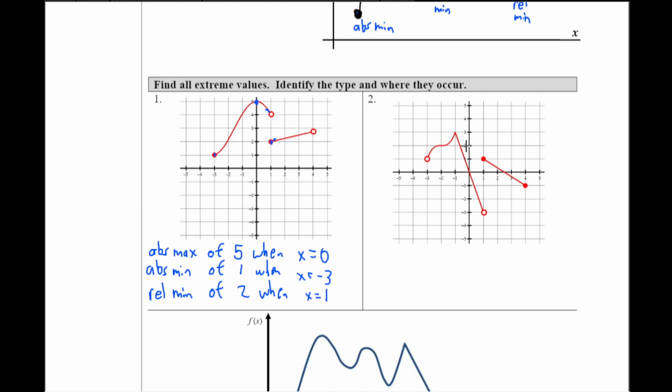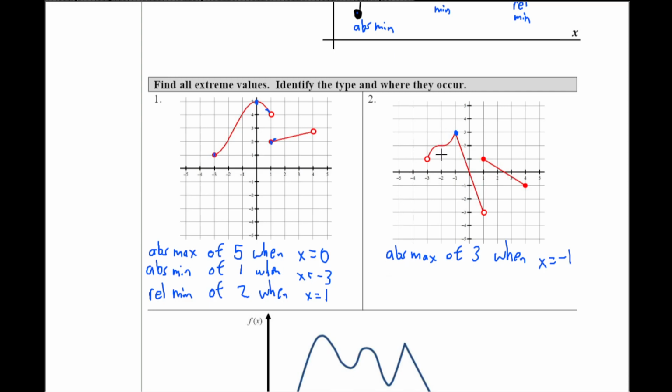Let's look at this one here. Let's look at an absolute max. The absolute max of this graph is right here, of 3 when x is equal to -1. Let's see if there's an absolute minimum. The lowest point is right here, but you see how this is an open hole? If the lowest point on the graph is an open hole, you technically never reach this point, so it's not an absolute minimum. You're approaching -3 here, but you never get there. So in this case, there's actually no absolute min because there's an open hole.